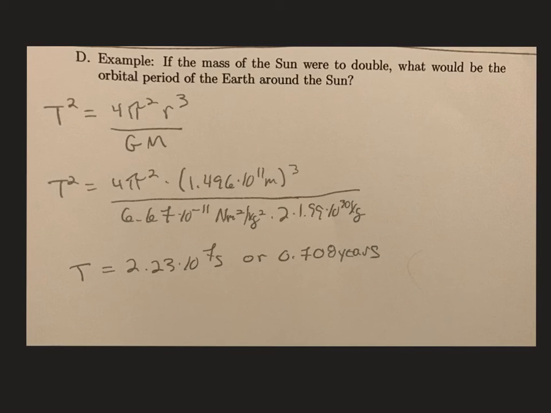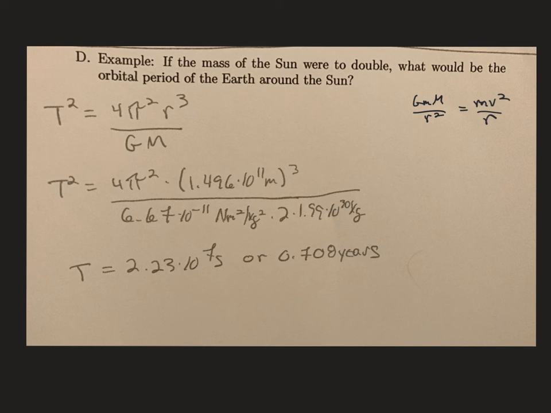In this example problem, we want to know if the mass of the Sun were to double, what would be the orbital period of the Earth around the Sun? So remember, the Sun exerts a gravitational force on the Earth. So we're looking at the idea that the gravitational force from the Sun is going to change.